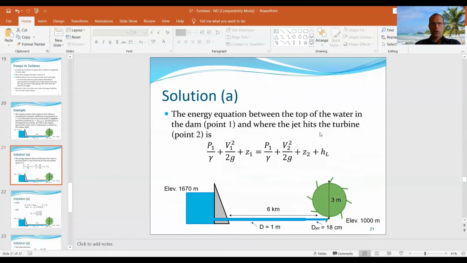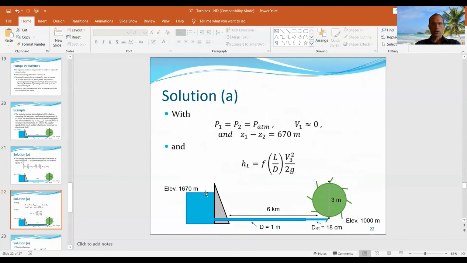So, energy equation between the top of the water and the point where the jet hits the turbine. So basically point 1 up here, point 2 right where I'm hitting the bucket here. So it's a standard Bernoulli equation: P1 over gamma, V1 squared over 2g, plus Z1, that's everything on the left-hand side. Point 2 is P2 over gamma, V2 squared over 2g, Z2, and whatever head loss I have between point 1 and point 2.